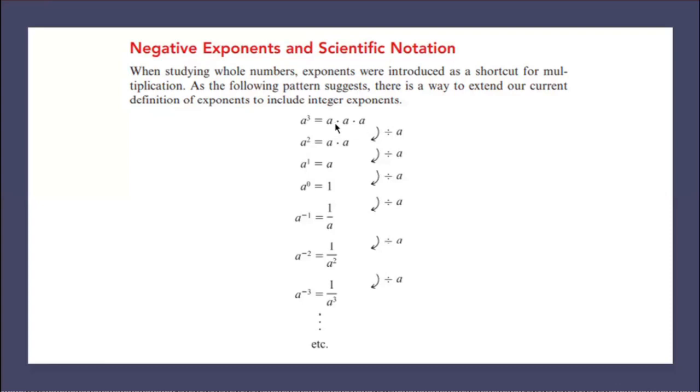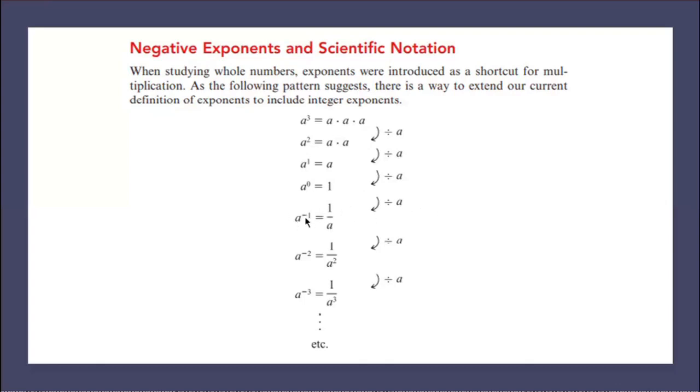Then, if we're going to divide a cube by A, it will become a squared. So, yung isang a doon sa a cube ay na-eliminate, kaya magiging a times a na lang. Then, pag dinivide pa natin yung a squared by another a, macacancel yung isang a. Therefore, ang magiging result ay a to the 1, or a. Then, pag dinivide pa natin by a, ang mangyayari ngayon ay a to the 0, which is equivalent to 1.